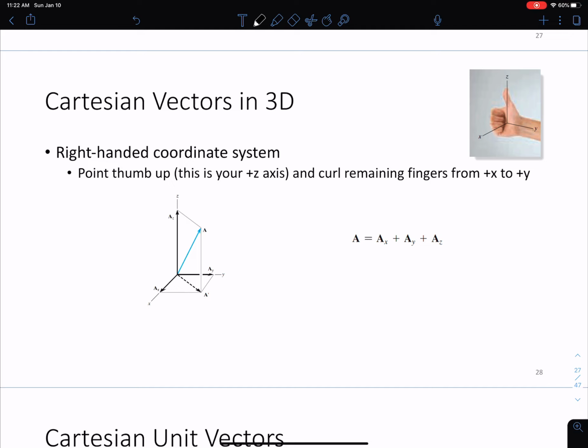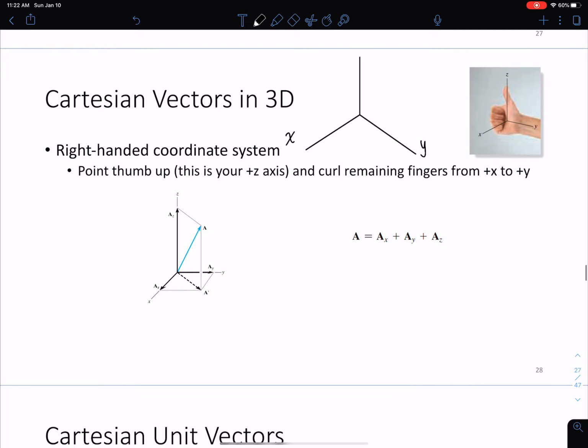So I'll show you what I mean. Your thumb should be pointing up like this. The positive x would be here. The positive y would be here. And this is, for this class and for most engineering applications, how we will be drawing our 3D coordinate system. And these will all be the representative positive directions.